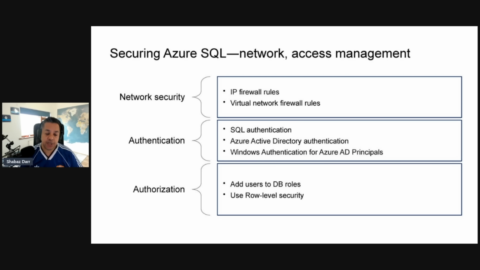Then we have row level security as well. Row level security enables customers to control access to rows in a database table based on certain characteristics of the user executing a query, for example, group membership or execution context. Row level security can also be used to implement custom label-based concepts as well.